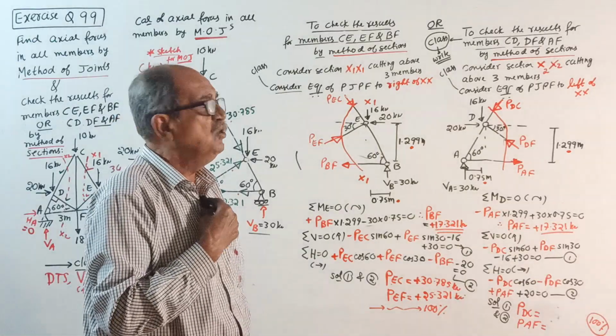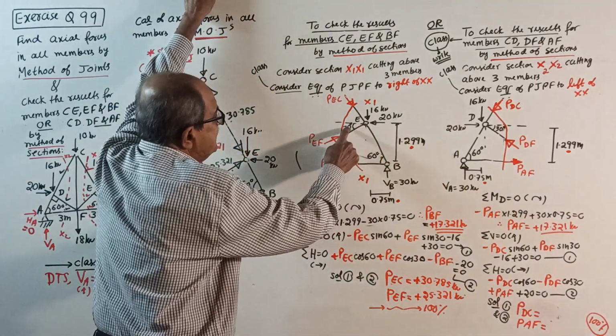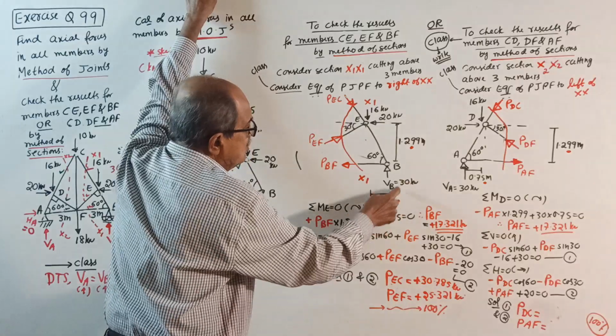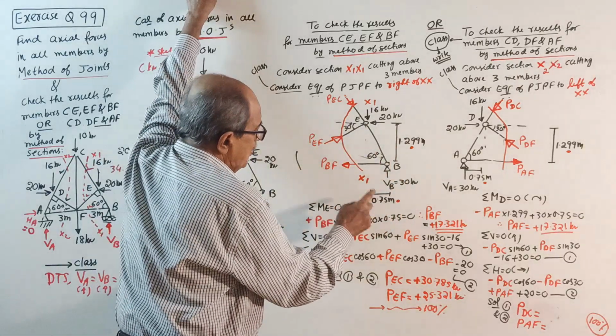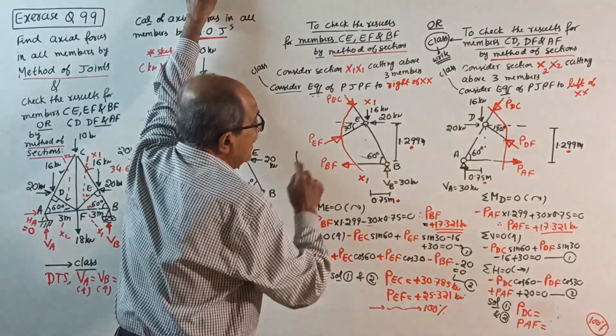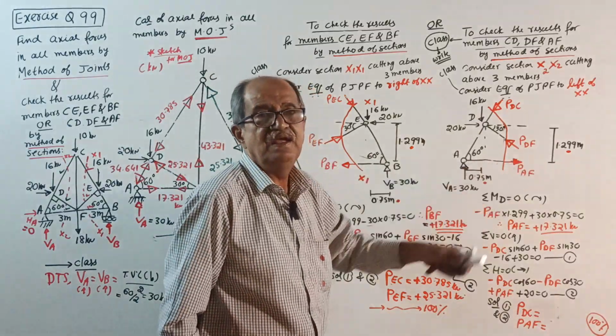Method of section, what do you do? First, see, this is 60 degrees. This member is 30 degrees. You all know it. Now, some red color dot entry is there. See, make a note here. There is an entry of 0.75 with red dot. 1.299 means this red dot. Same thing, entry is there.